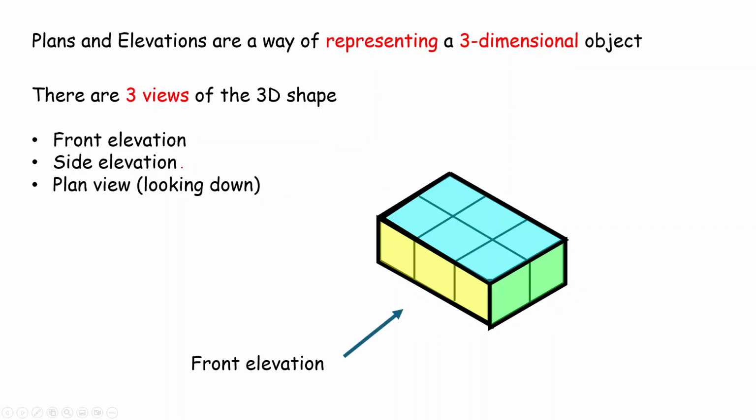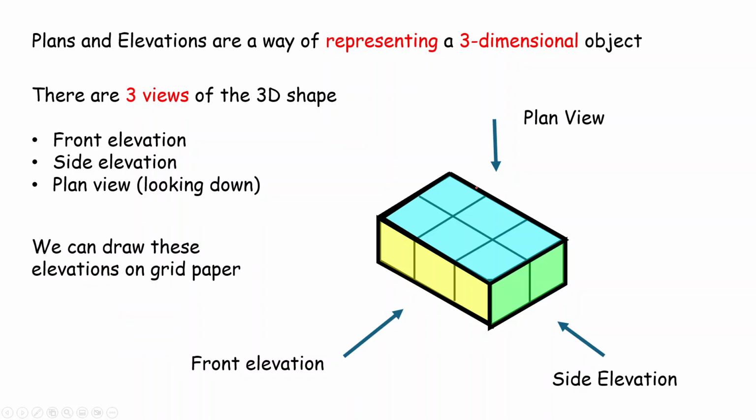So if we were to put these on this diagram, the front elevation is looking at the object from a front view, the side elevation is looking at it from the side, and the plan view is like a bird's eye view. It is looking at an object from the top, like that. Okay, so you can make notes on that if you need to, because we're going to move on now to drawing these elevations onto grid paper.